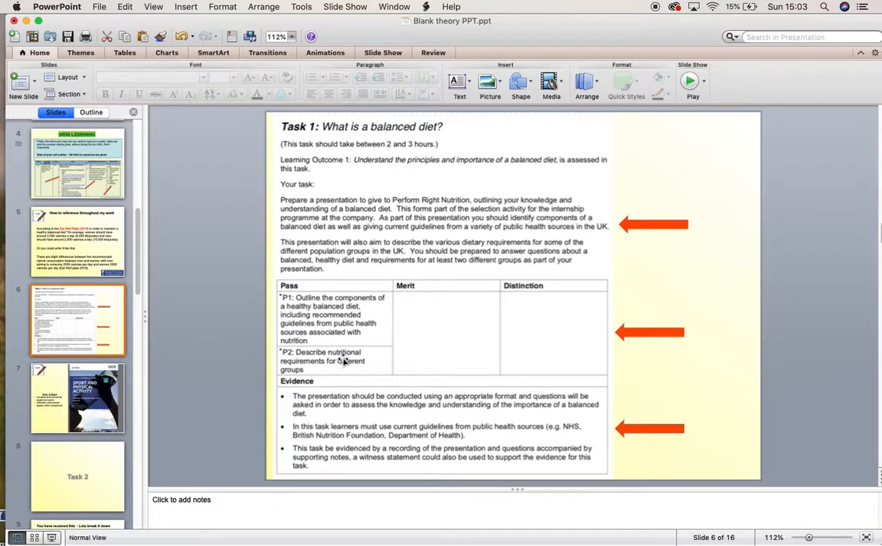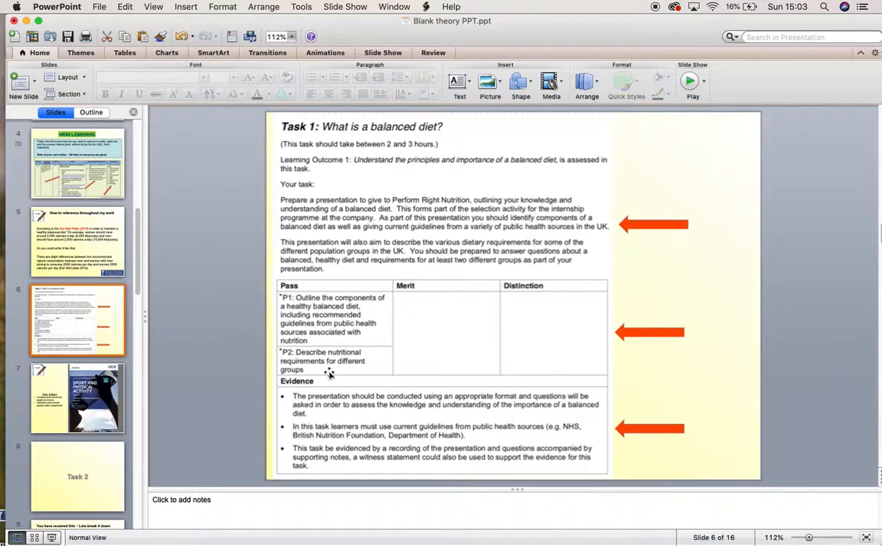Then we're going to go down into P2. Okay, P2: describe nutritional requirements for different groups. So what does that mean? Different groups? Obviously the first one would be men and women. You've already kind of said about the 2,000, 2,500, but who else? What other nutritional requirements are there? Could we talk about children? Could we talk about the elderly? Could we talk about teenagers? Could we talk about sports people, those that do long distance running, very aerobic based activities? Or could we talk about people that live a very sedentary lifestyle, so don't do any exercise?